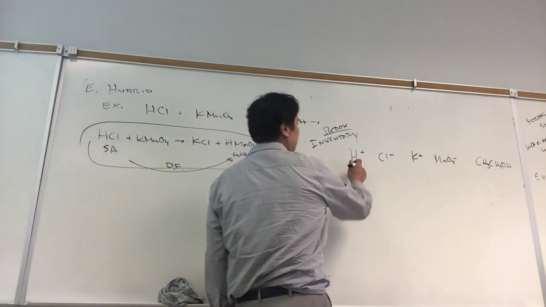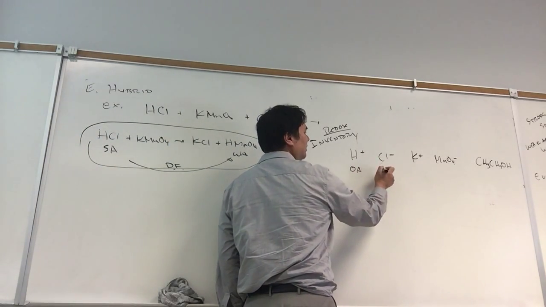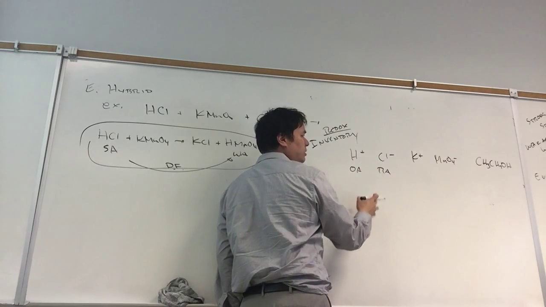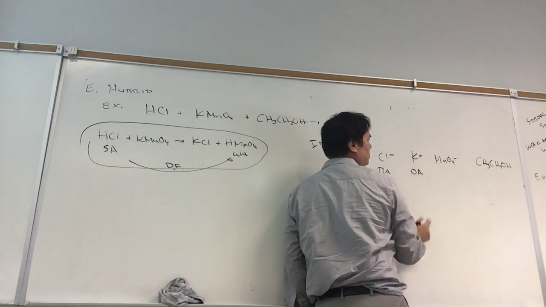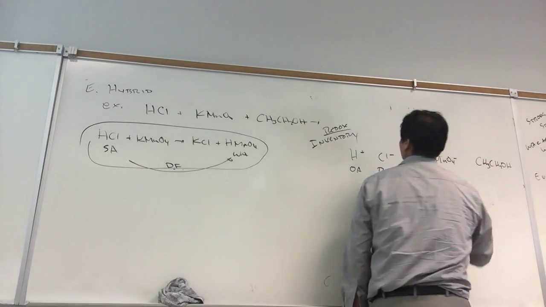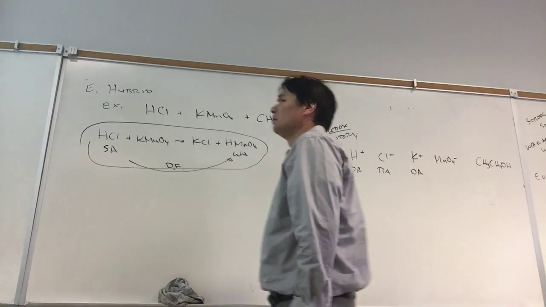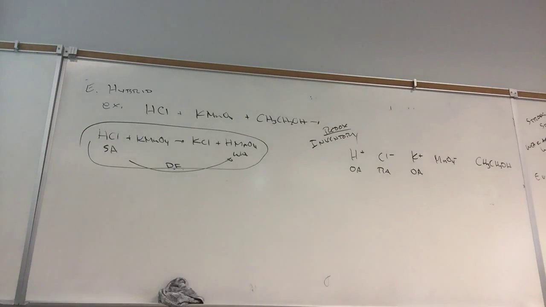We look for H+. H+ is an oxidizing agent. Chloride only occurs on the reducing agent side. Potassium ions only occur on the oxidizing agent side. Permanganate. Permanganate occurs on the, do you see it there? Here it is. Permanganate. Except permanganate needs H+.